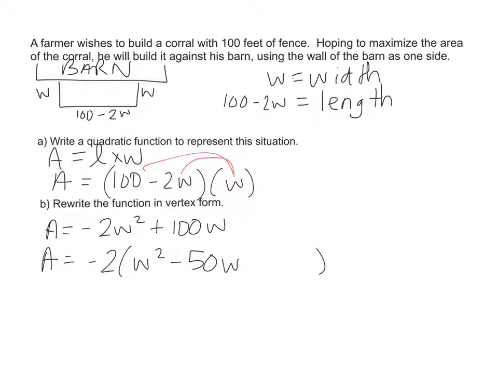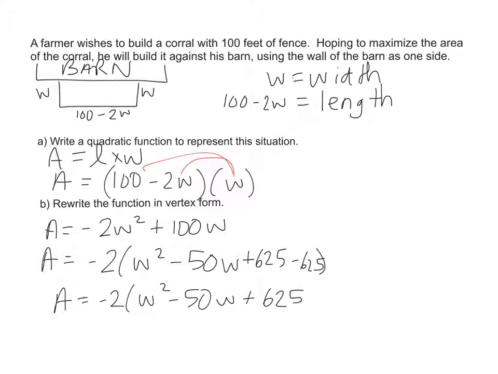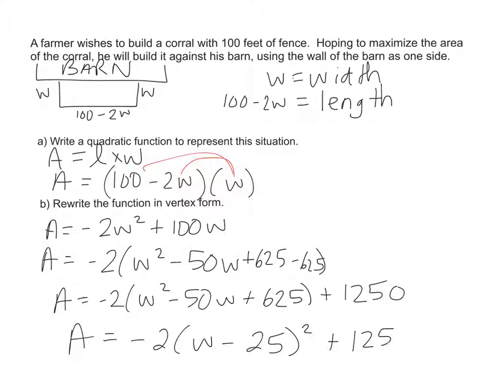Half of 50 is 25, and then 25 squared is 625. So we're going to put a plus 625 and minus 625. This becomes negative 2 times (W squared minus 50W plus 625). And I want to take that negative 625 out, multiply it by the negative 2. This becomes plus 1250. So the whole equation in vertex form: A equals negative 2 times (W minus 25) squared plus 1250.